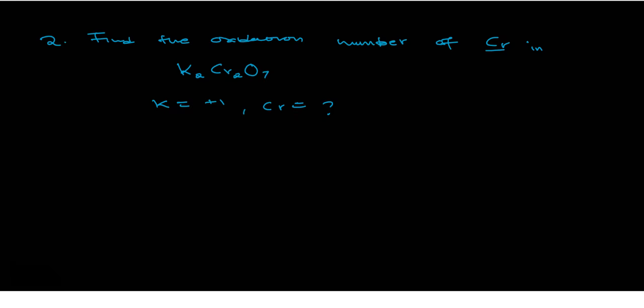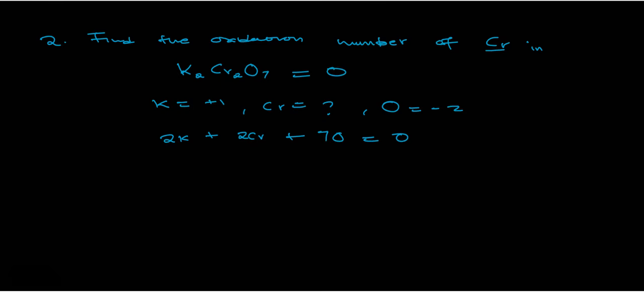We actually don't know. What about oxygen? Oxygen in all compounds, we know it's -2, and the compound itself is in its neutral state, so it is 0. So we make a simple equation: we have 2 atoms of potassium, 2 atoms of chromium, and 7 atoms of what? Oxygen.